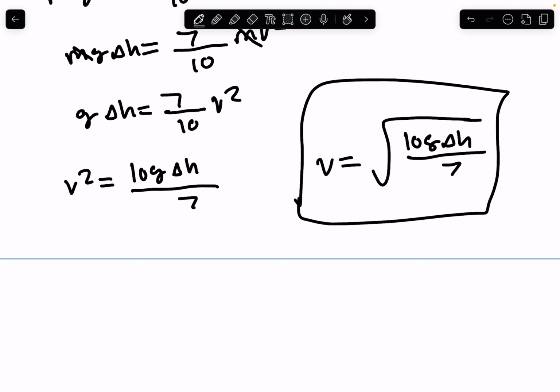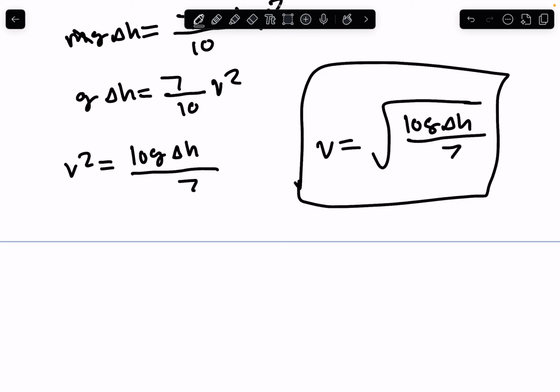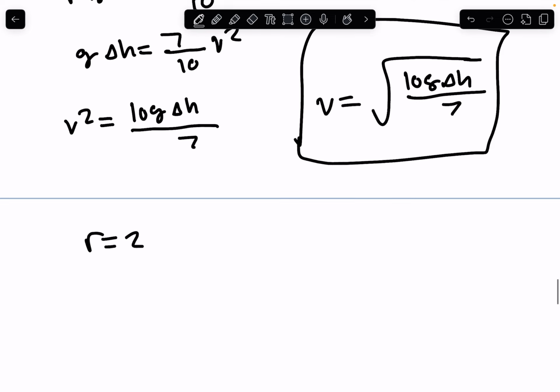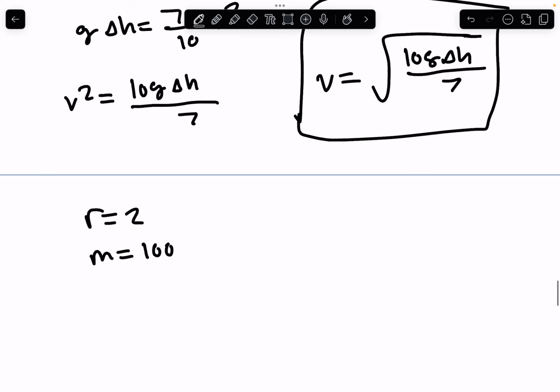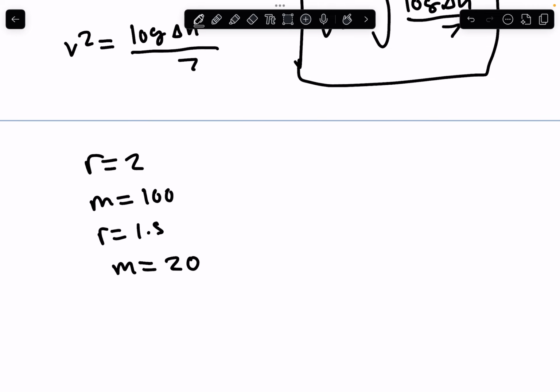Okay, this is a harder question that you have to visualize a little bit. A children's roundabout consists of a disc rotating of radius 2 meters. What I like to do is write down everything given. So it says radius of 2 meters, r equals 2, and mass of 100 kilograms, mass equals 100 kilograms, and a handrail of radius 1.5, and mass again equals 20.